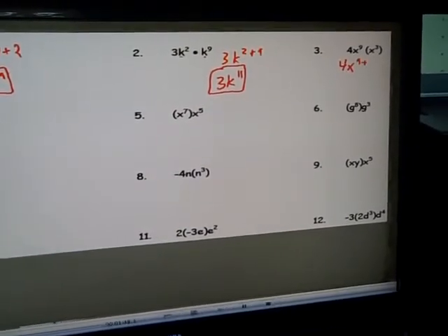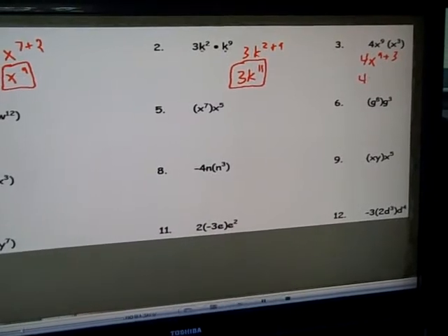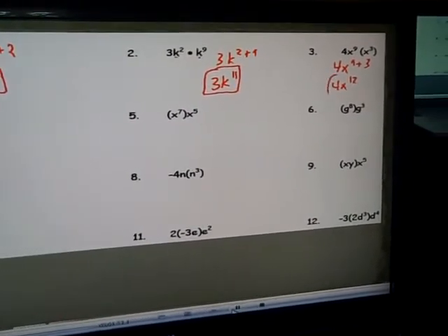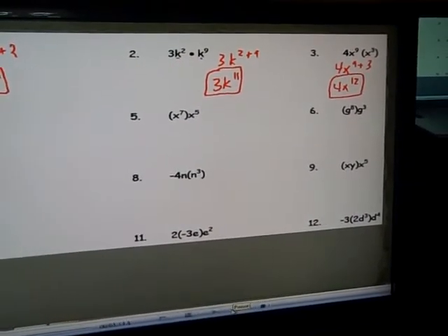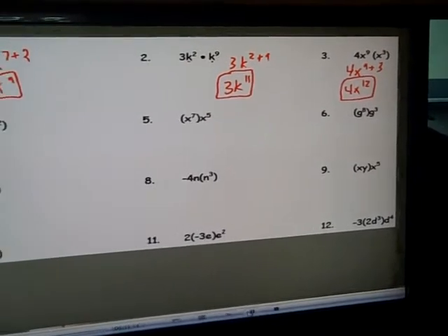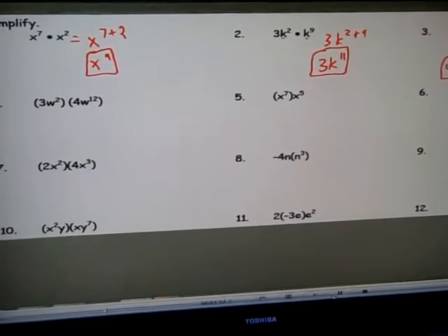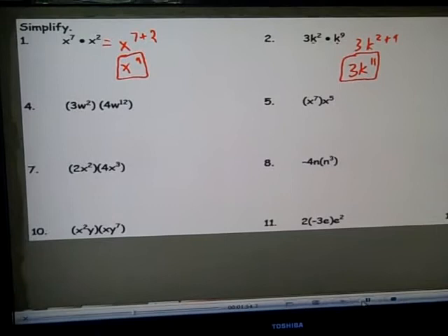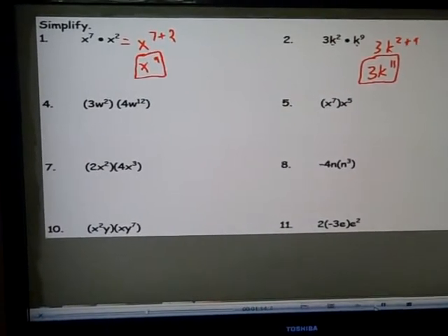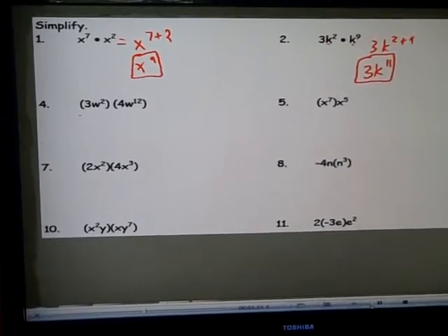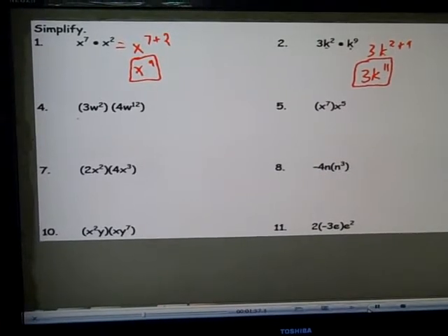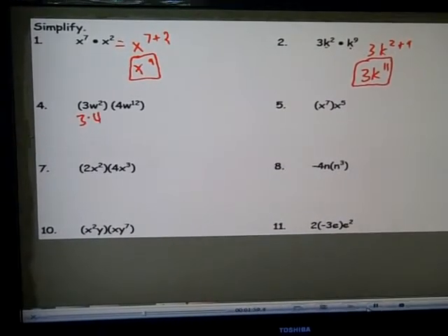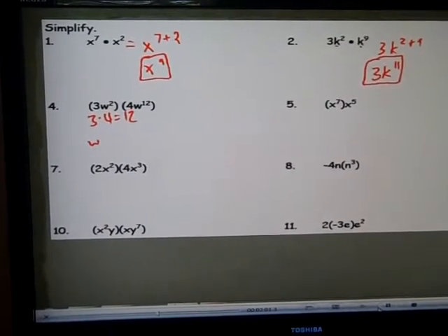Third one, 4x to the 9th times x to the 3rd. We just add 9 and 3. So we really have 4x to the 12th. Same base, we can add the exponents. Like in the next example, w squared and w to the 12th power should give us w to the 14th power. And the 3 and the 4, we just multiply them, get 12.